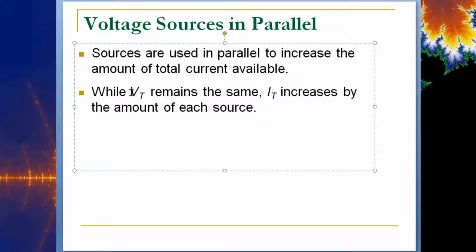But like it says, while the total voltage remains the same, the current increases by the amount of each source. So you have twice as much stuff to draw through. Just think about the difference between a D battery and a C battery and a AA, right? The only difference is their size, their ability to carry electrons, okay? But they all have the same voltage out. It's just that with the D battery, you can get a lot bigger current out of it, and you can use it for longer because it's got more in reserve that it can store.